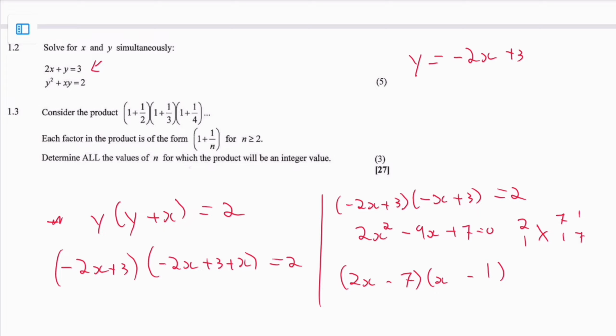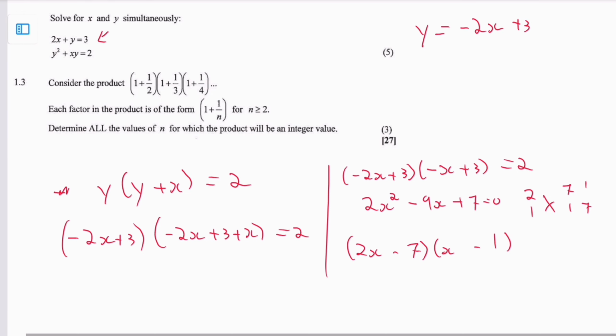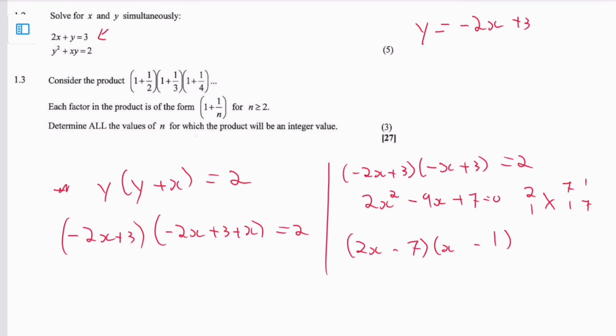So we want both to be negative because the middle value is negative. And we want x over here, because if we put 7 over there, 2x times negative 7 is going to give you negative 14x, and that's too big. So we're just going to put it in the left hand side brackets. And of course this is all equal to 0. So you will get x equals 1 and x equals 7 over 2.